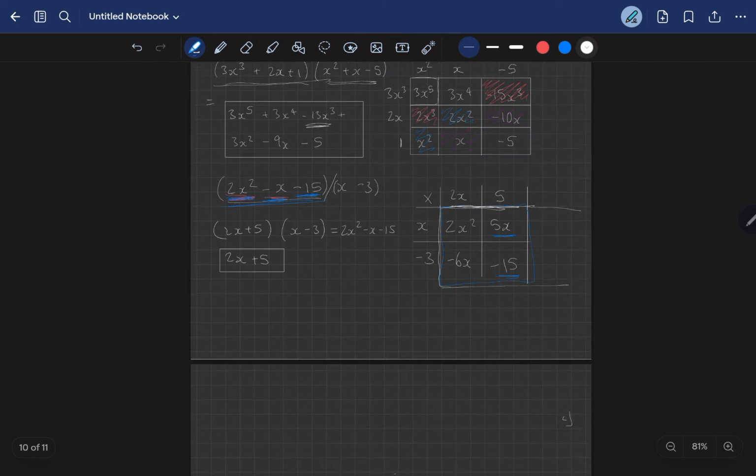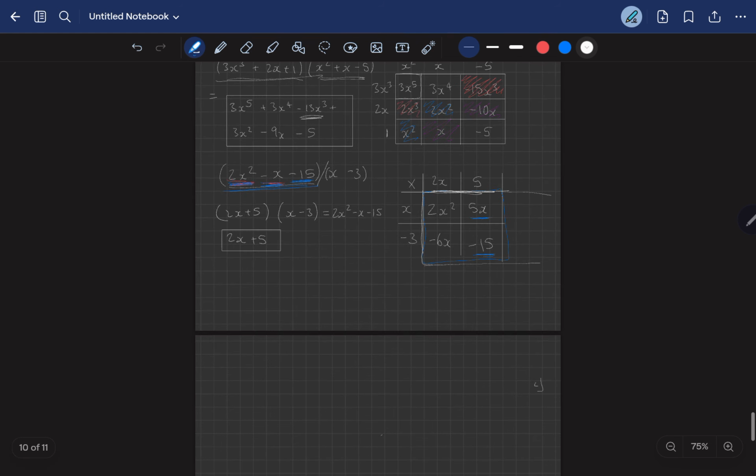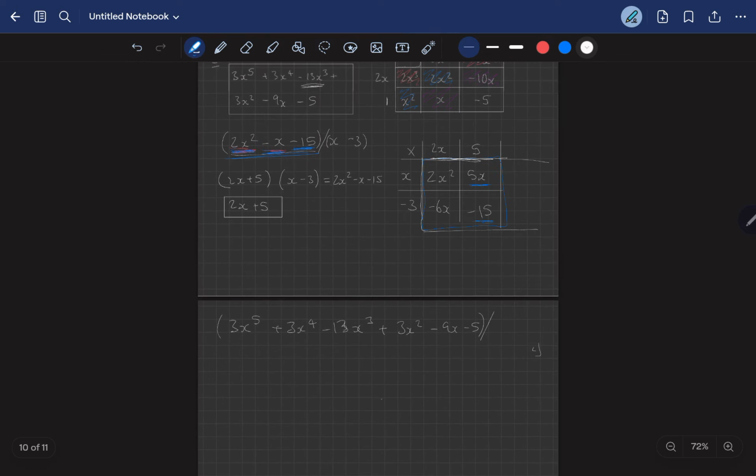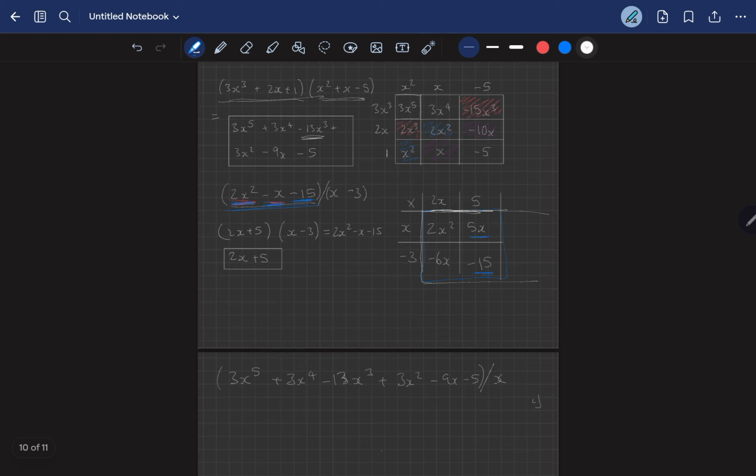Let's go over another example. Let's do 3x to the power of 5 plus 3x to the power of 4 minus 13x to the power of 3 plus 3x squared minus 9x minus 5 divided by, so it's a very long expression as you can see, x squared plus x minus 5.